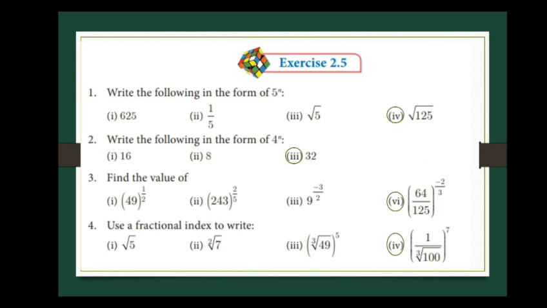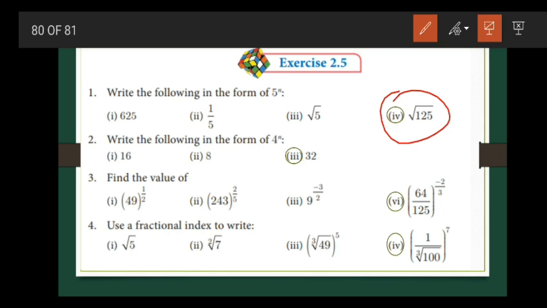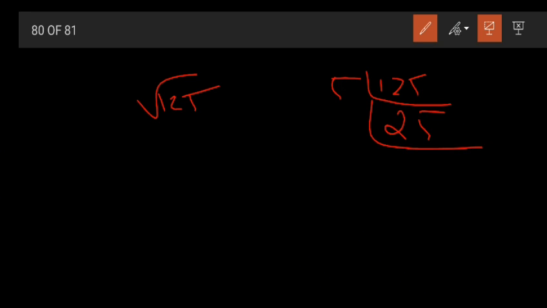This is your assignment. In the first one, the fourth one I will do. We have to find the root of 125. Root of 125 means square root of 125. What is the question? We have to write the following in 5 power n. They have given root of 125. Now factorize 125: 5 5s are 25, then 5 5s are 25. We have to write root 125 in 5 power something.